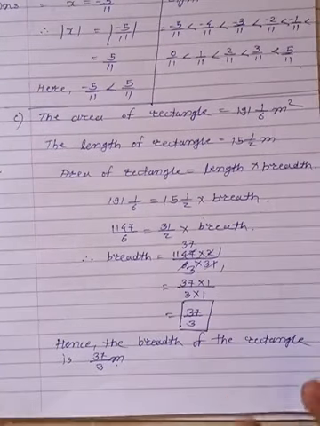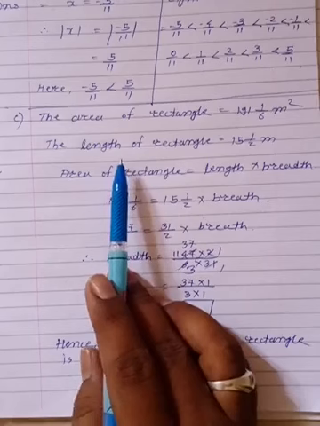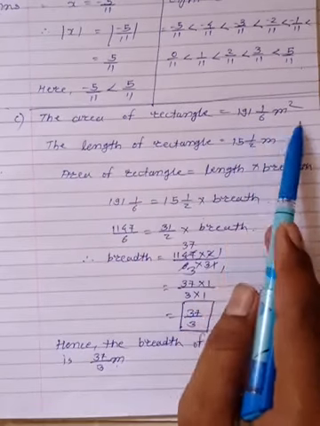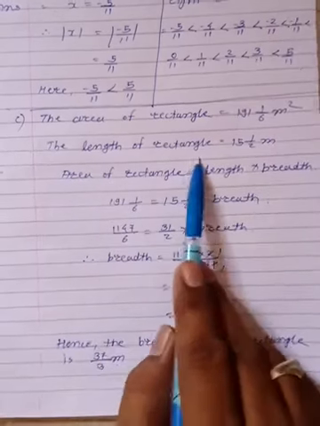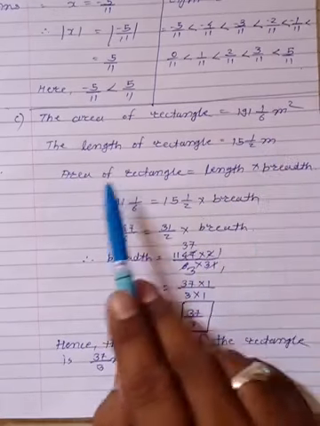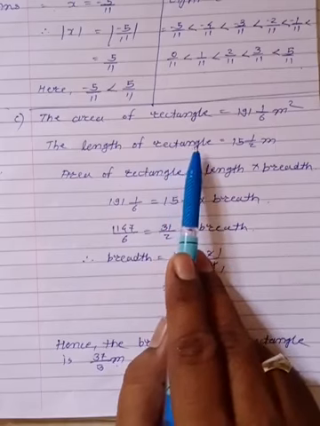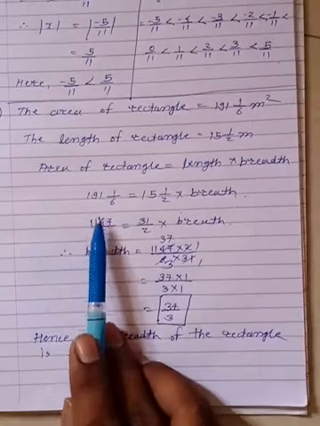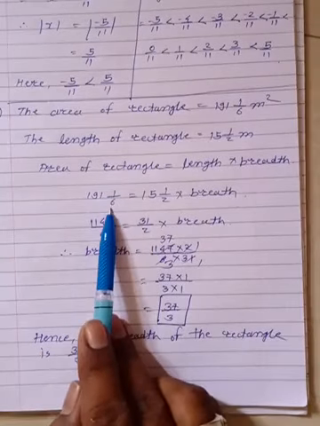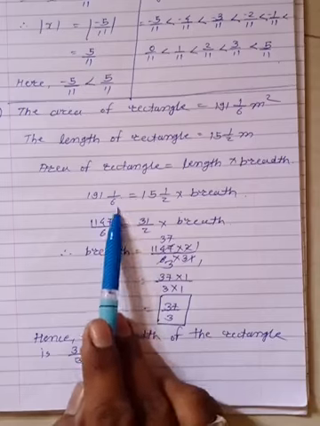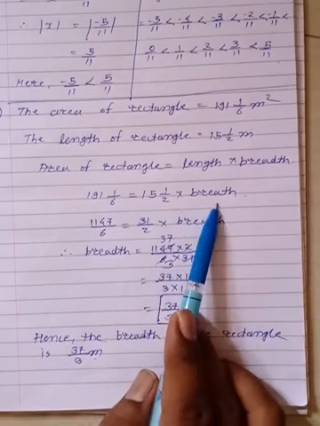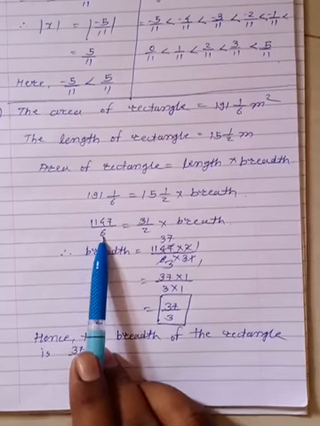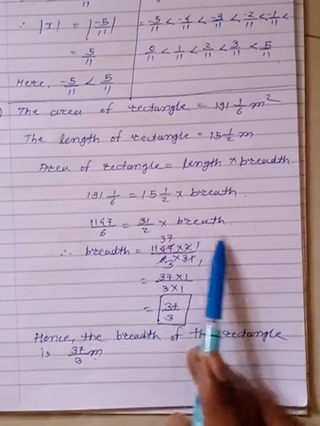The third word problem was given about the area of a rectangle. The area of a rectangle is 191 and 1 by 6 meter square. The length of the rectangle is 15 and 1 by 2 meter, and it is asked what is the breadth. So area of a rectangle is length multiplied by breadth. I have substituted the area here, 191 and 1 by 6 is equal to length multiplied by breadth. I converted into improper: 1147 upon 6 is equal to 31 by 2 multiplied by breadth.